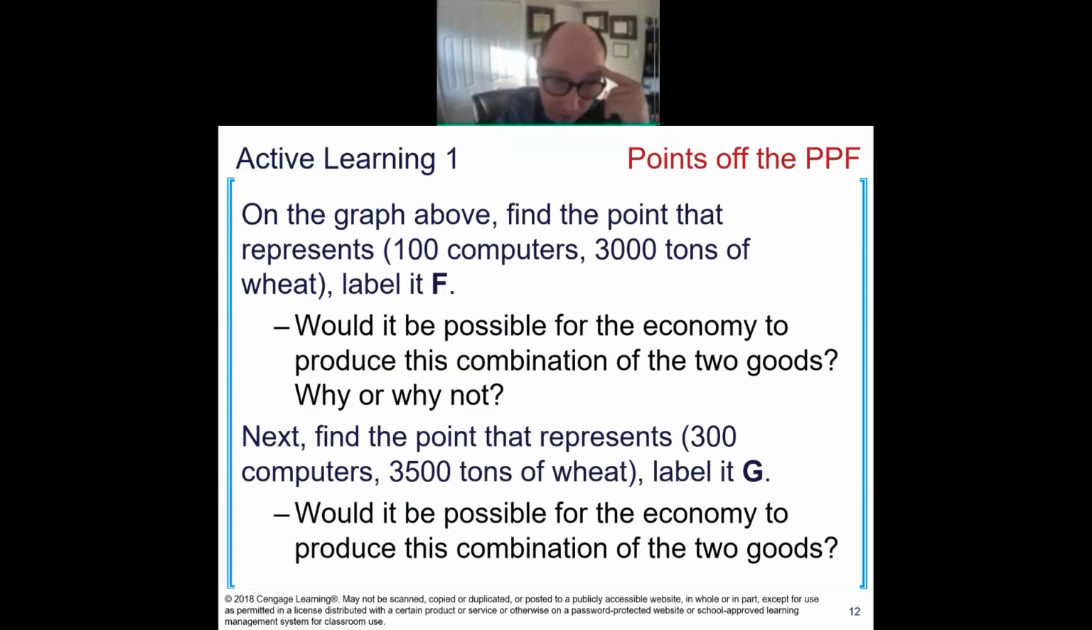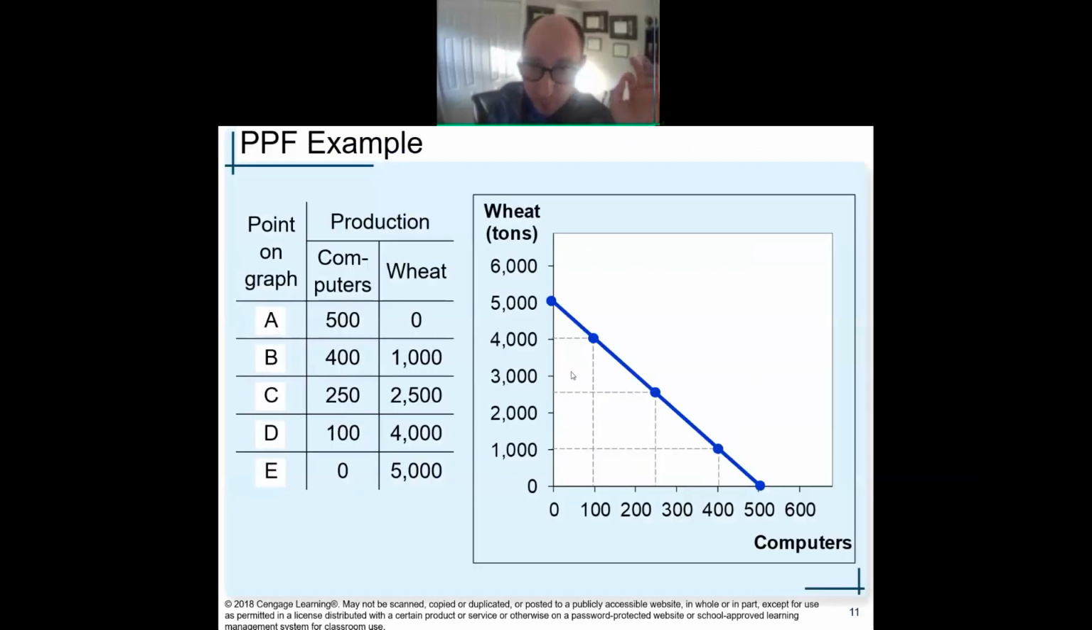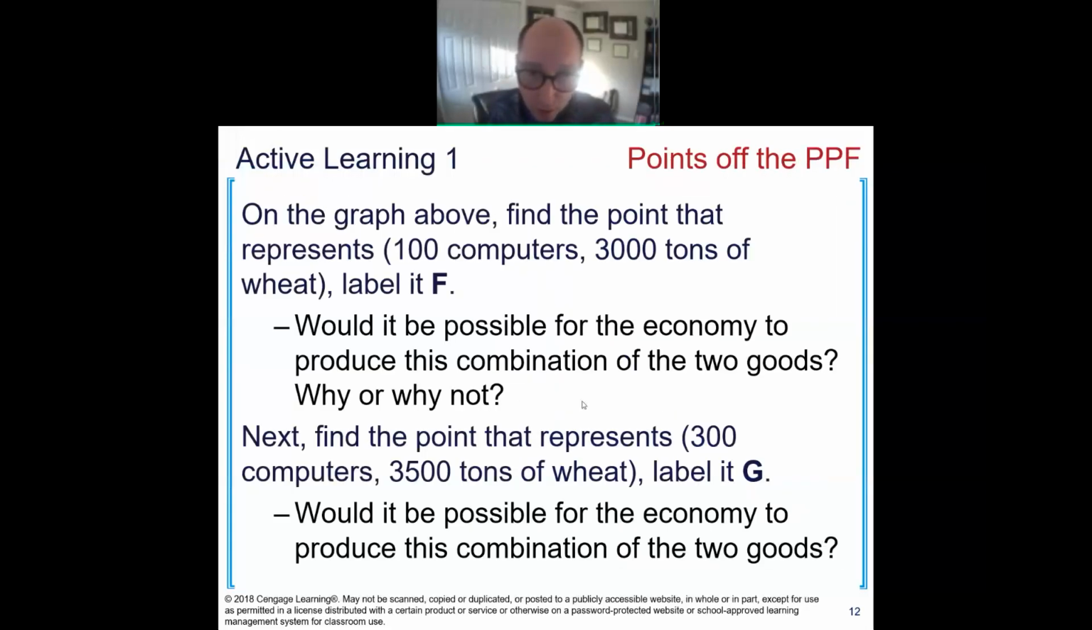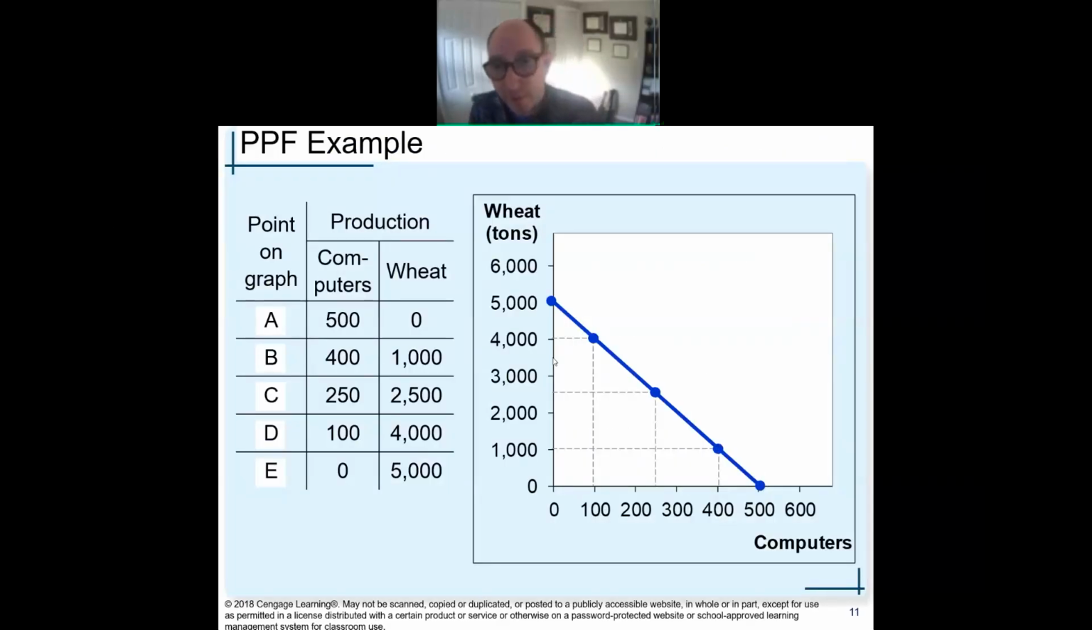So here's a question I have for the class. Would it be possible for the economy to produce this combination of the two goods? Why or why not? So, in other words, can this company produce 100 computers and 3,000 tons of wheat? What do you think? Can I produce 100 computers and 3,000 tons of wheat?